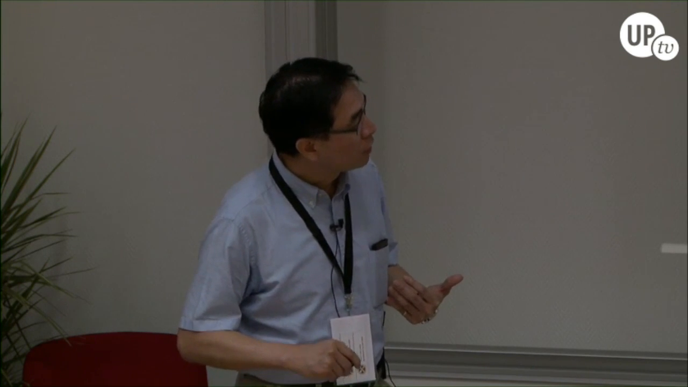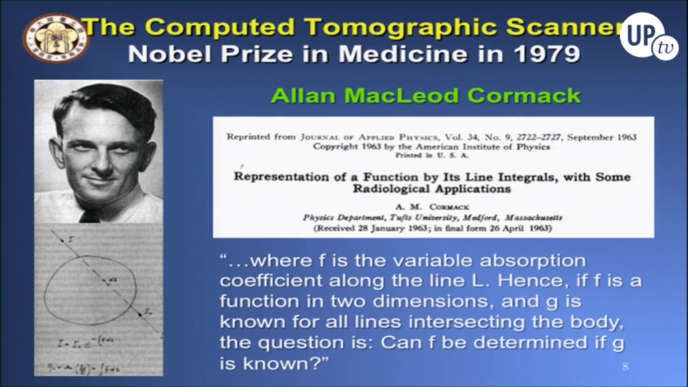So if F is a function in 2 dimensions and G is known for all lines intersecting the body, G is the log of the ratio of the input and output X-ray dosage, then the question is, can F be determined if G is known? So by solving a mathematical problem, he earned a Nobel Prize in medicine, and by an indirect way.